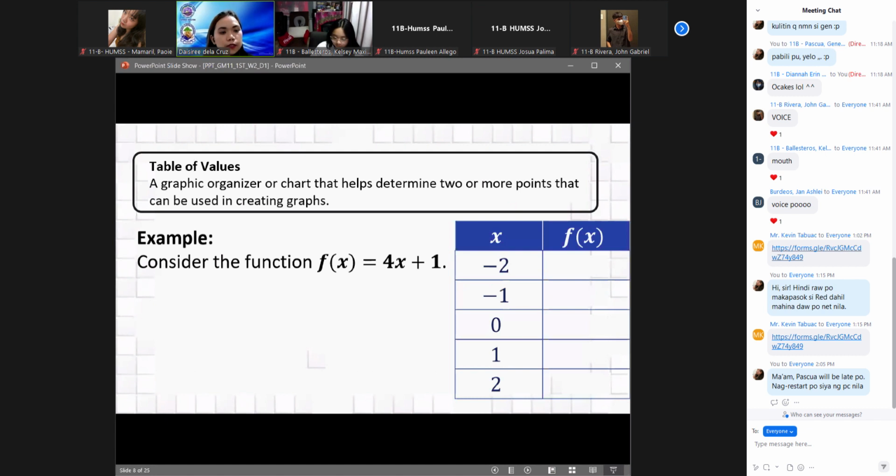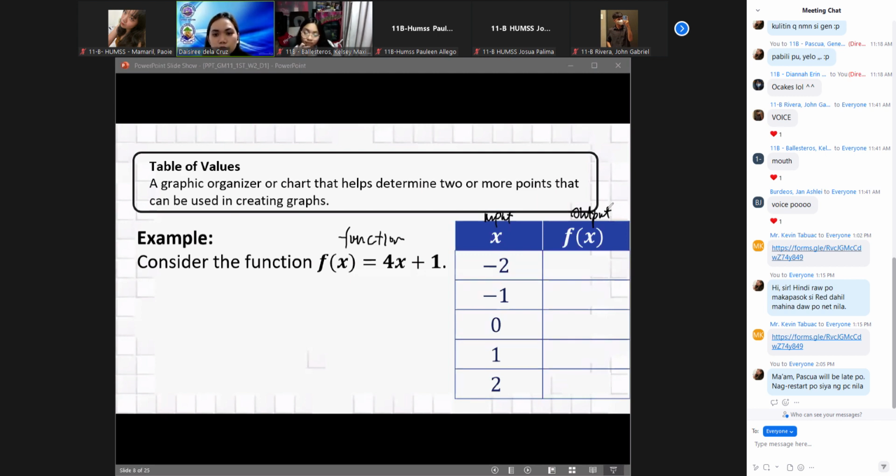Okay? So now, let's have an example if we are going to have a function that is 4x plus 1. So, ito yung function natin. And so, this is the function. And then, ito po si input. And then, yung magiging answer natin is si output. Naaalala to? Input, function, and output.